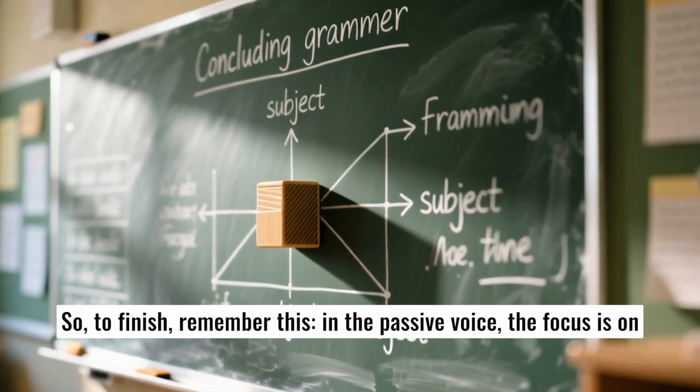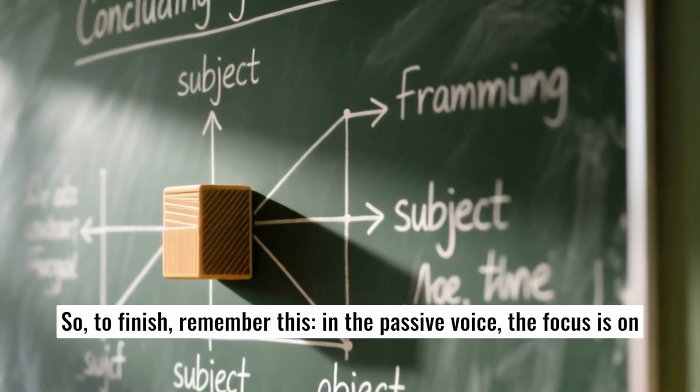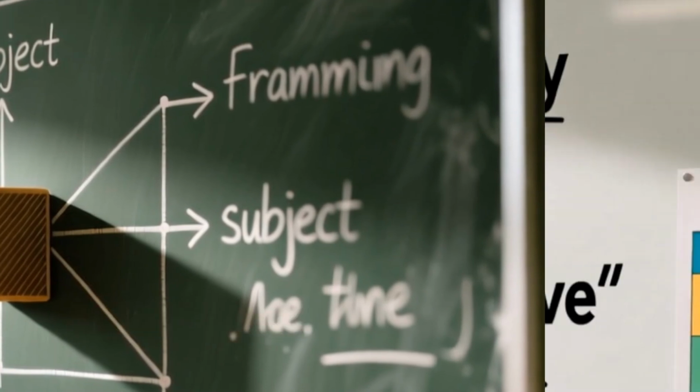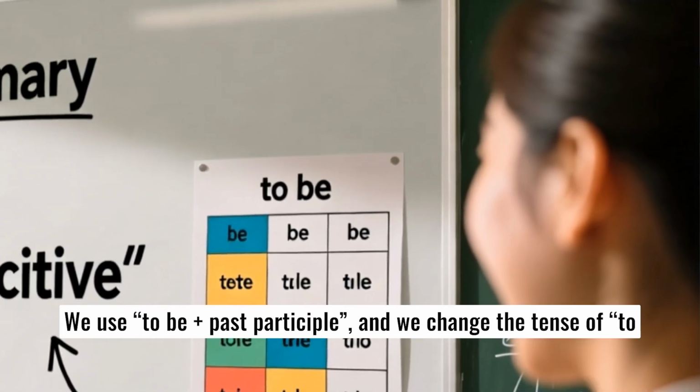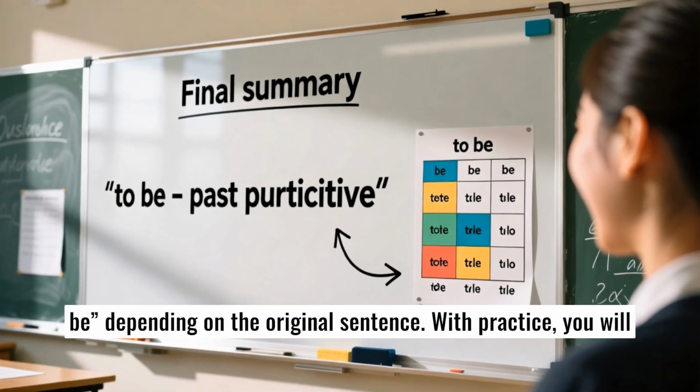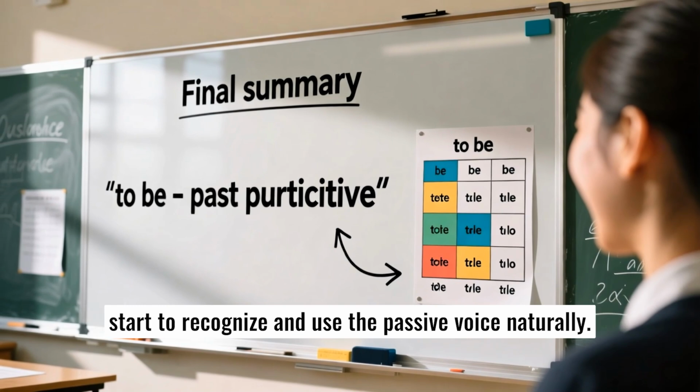So, to finish, remember this. In the passive voice, the focus is on the object, not the subject. We use to be plus past participle, and we change the tense of to be depending on the original sentence. With practice, you will start to recognize and use the passive voice naturally.